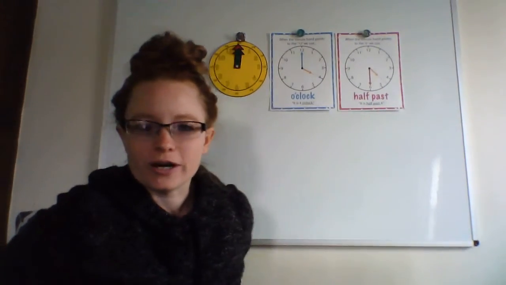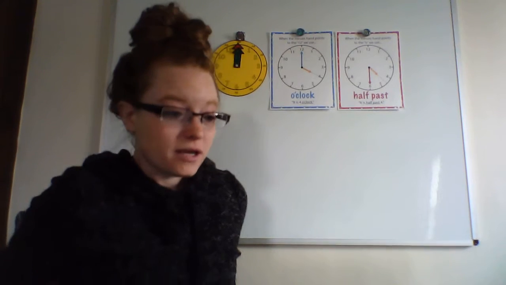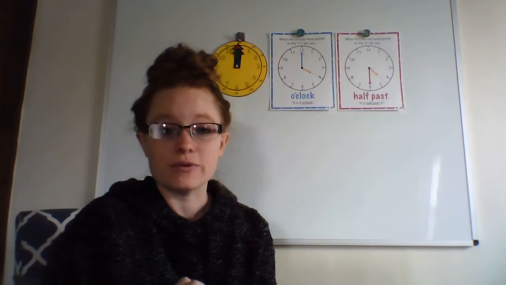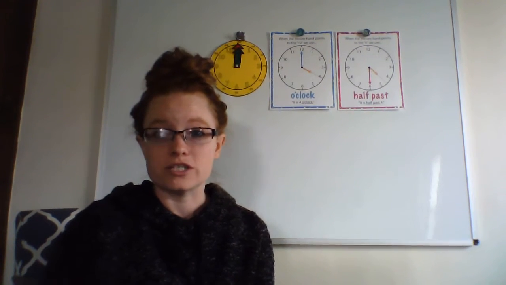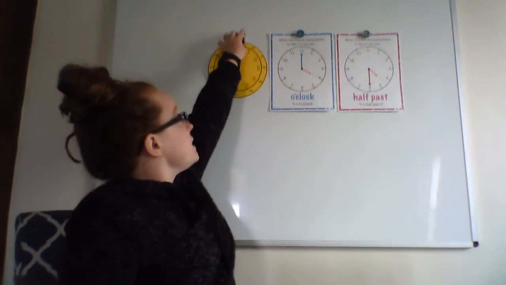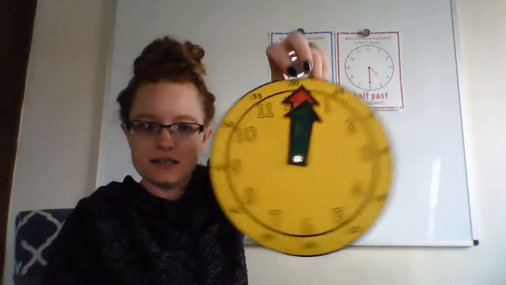Hi boys and girls. Today we are going to be working on time. And as we know, there are two different types of clocks that we use when telling time. So we have the analog clock, which is the one with the hands and the faces, like the one behind me.